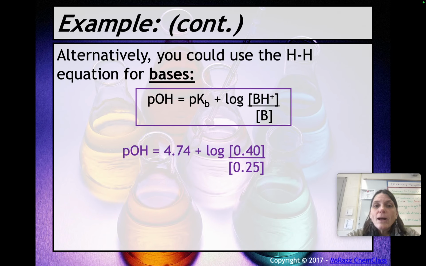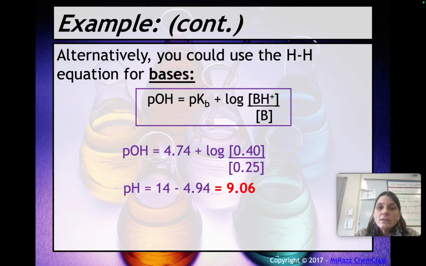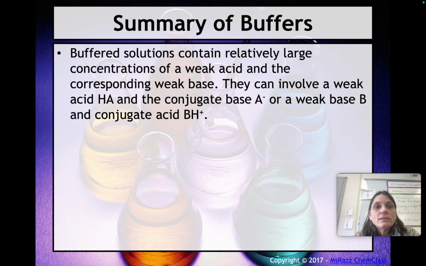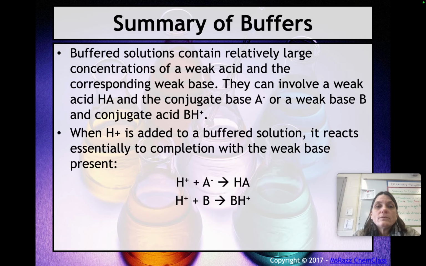Okay, so for our problem that we just completed, we would do the pKb of the weak base system, which is 4.74, and then the log of the conjugate acid over the weak base, and that would give us our answer as well, 9.06. Okay. We're almost to the end of this section. Hang on. We're just going to try to give you a little summary, all right?